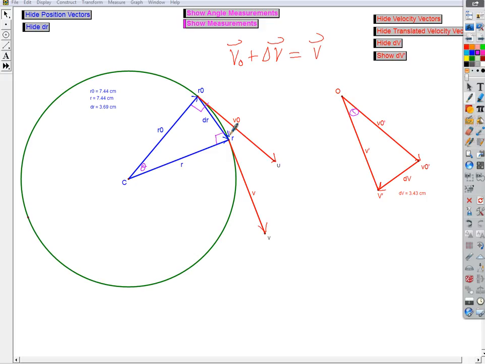Now we can show it with a measurement in Geometer Sketchpad. I included some measurements here. If I add the angles, look what you see. The measure of angle R naught C R, so that angle right there, is 28.7. The measure of angle V naught O V is 28.7. Not coincidentally, they're the same, right? Make sense?